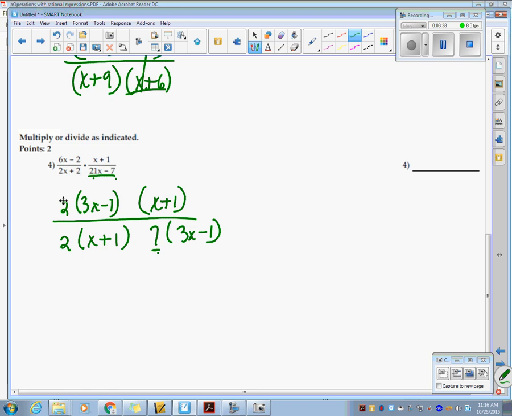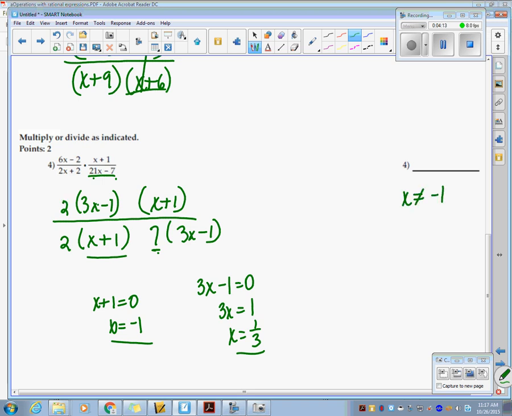So this is the point where I want my restrictions listed. So this part can't be equal to 0. So when x is -1, the denominator is 0, and this cannot be equal to 0. So 3x equals 1, or x equals 1/3. So there are my restrictions. If x is either of these numbers, then the bottom is 0, and that would be dividing by 0. So x cannot be -1 or 1/3.